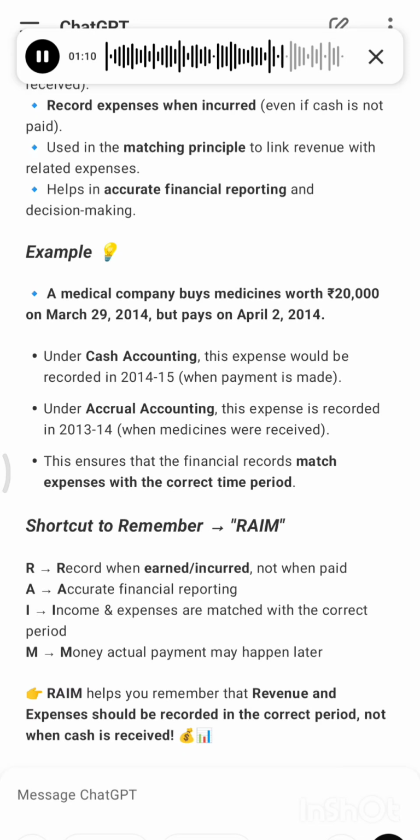Shortcut to remember: RAIM. R, recorded when earned/incurred, not when paid. A, accurate financial reporting. I, income and expenses are matched with the correct period. M, actual payment may happen later. RAIM helps you remember that revenue and expenses should be recorded in the correct period, not when cash is received.